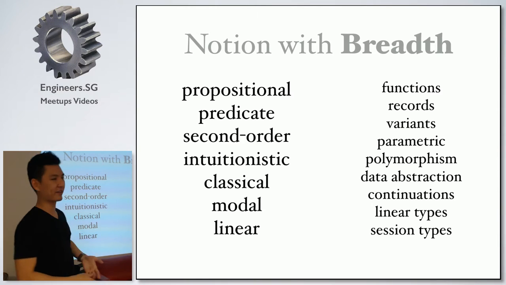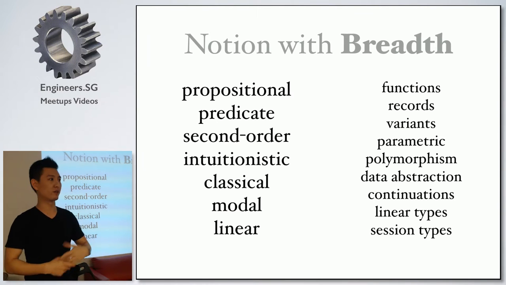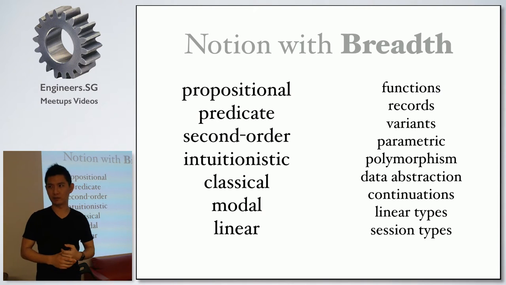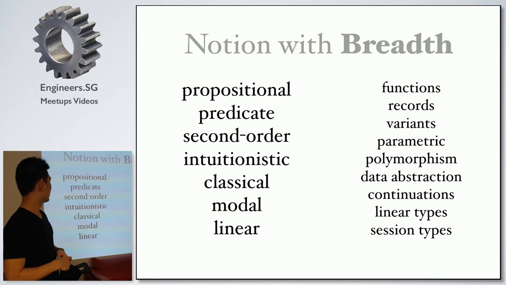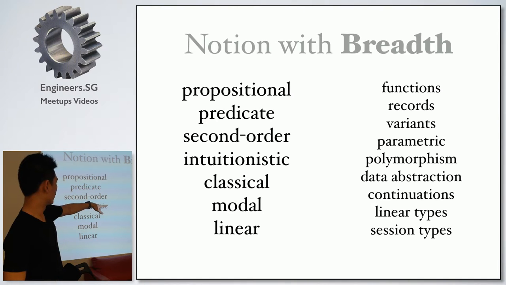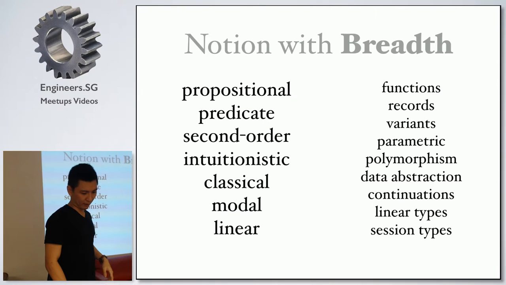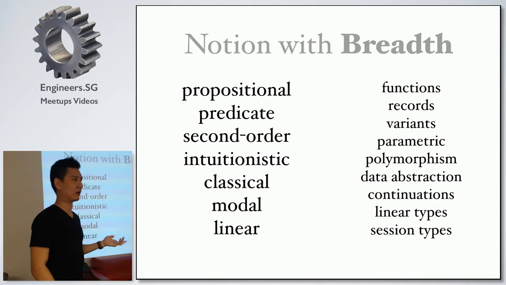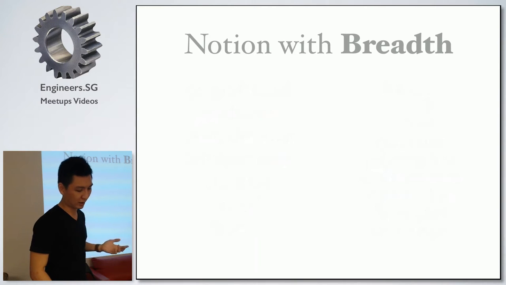If you have taken any basic logic courses or PL courses, or even written in a functional language, these are probably words you have seen before. For example, second order logic corresponds with polymorphism and parametricity. It touches almost everything, if you have ever programmed in a functional language before.